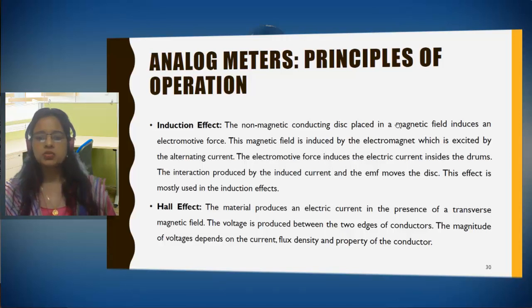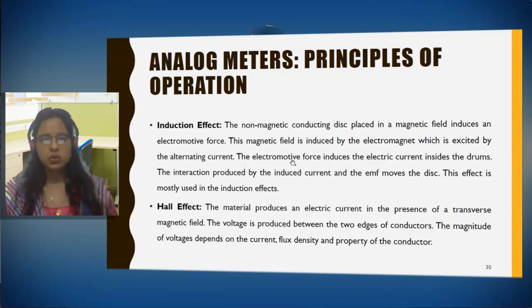So what is this setup? There is an electromagnet between which the non-magnetic disk is placed. The electromagnet is giving the magnetic field in which the disk is placed. So the disk will experience electromotive force, or EMF. There will be EMF induced in the plate. The electromotive force induces current inside the disk, and the interaction of the induced current and the EMF moves the disk. This is mostly used in the induction effect.